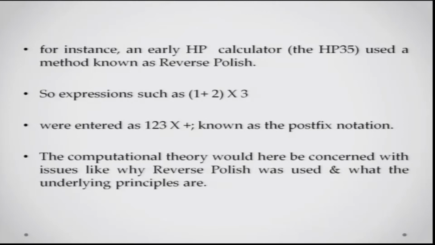For example, if you have this early HP calculator, this basically used a method called reverse Polish. If you give it an expression like (1 plus 2) multiplied by 3, where 1 plus 2 is in parenthesis, then you would need to enter the numbers 1, 2 and 3 first and then you actually enter the operators. This is basically known as the postfix notation. So the computational level explanation, or the computational theory, will be concerned with issues like why you need to use reverse Polish here and what are the underlying principles of reverse Polish that you use here to solve or explain that problem in some sense. That is your computational level of explanation.